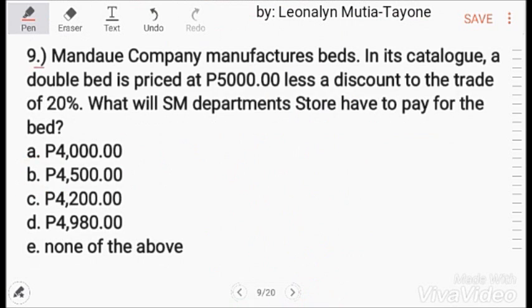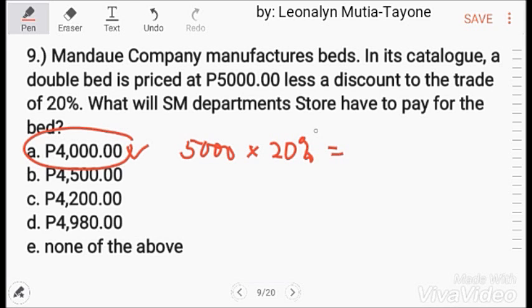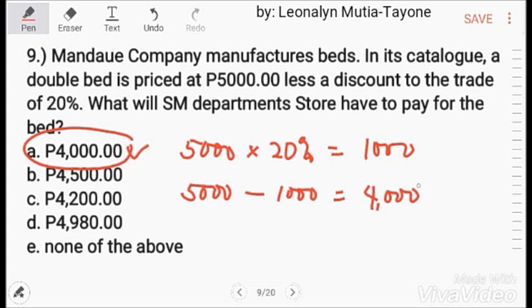2 days. Number 9. Mandawi Company manufactures beds. In its catalog, a double bed is priced at 5,000 less a discount to the trade of 20%. What will SM department store have to pay for the bed? 4,000 ang answer. How? 5,000 times 20% equals 1,000. So, less man itong 20%, so 5,000 minus 1,000, that is 4,000.